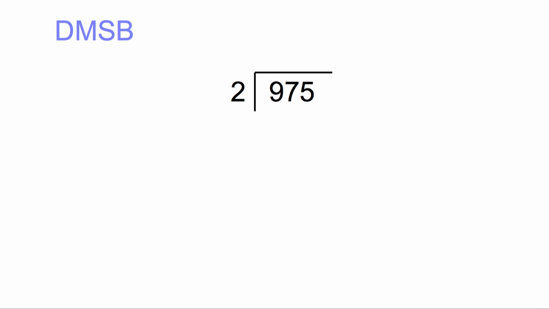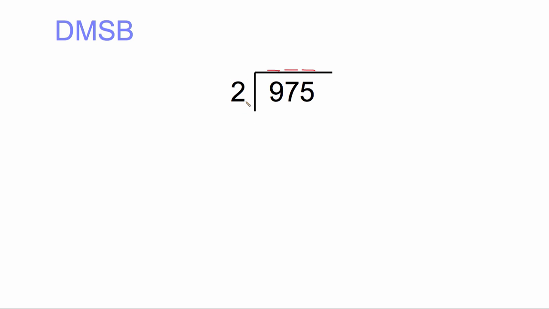975 divided by 2. Up at the top, you'll notice that I have my acronym written out, DMSB: divide, multiply, subtract, bring down. It's a good idea to always have that at the top of your paper just so you can look back to it. The first thing I'm going to do is put my parking spaces above every number in my dividend, to help us stay organized.